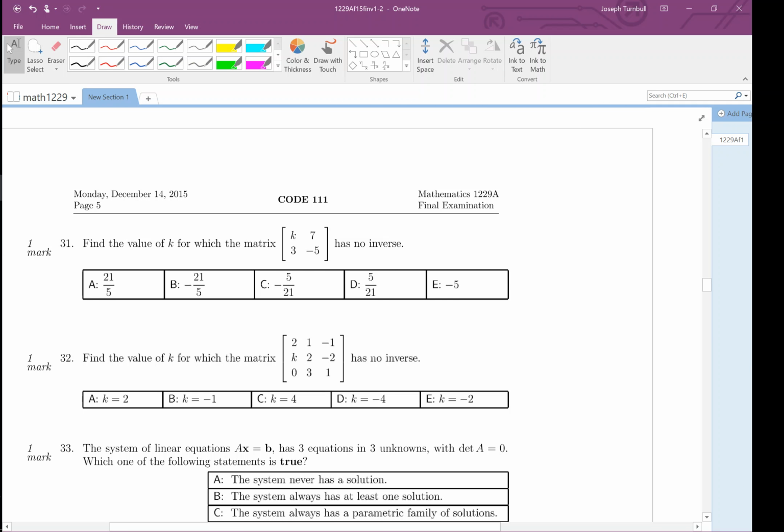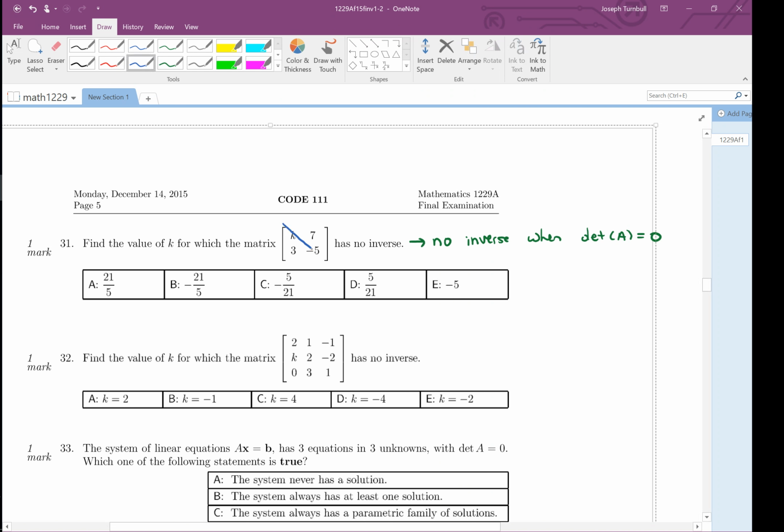Number 31. Find the value of k for which the matrix has no inverse. Matrices with a determinant of 0 have no inverse. I don't know if it's a hack, but it's a fast way to do this. No inverse when the determinant of A equals 0. So I'm going to force this to happen by taking the determinant of A, setting it equal to 0, and solving for k.